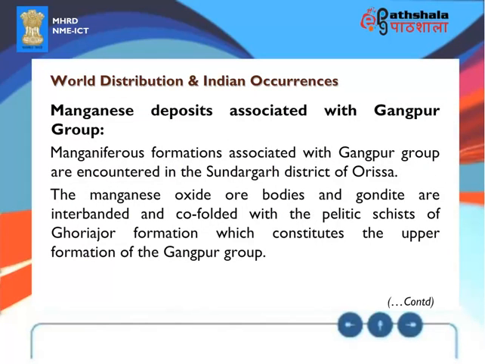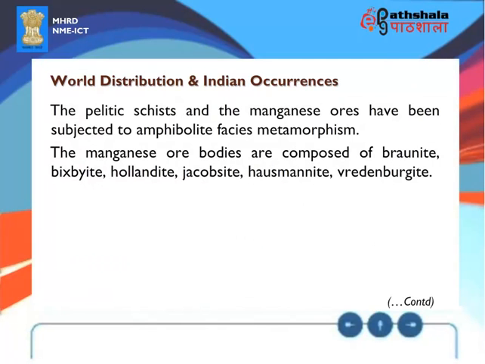Manganiferous formations associated with the Gangpur group are encountered in the Sundargarh district of Odisha. The manganese oxide ore bodies and gondite are interbanded and co-folded with the pelitic schists of the Gorajhor formation, which constitutes the upper formation of the Gangpur group. The pelitic schists and the manganese ores have been subjected to amphibolite facies metamorphism. The manganese ore bodies are composed of braunite, bixbyite, hollandite, jacobsite, hausmannite, and friedelite.